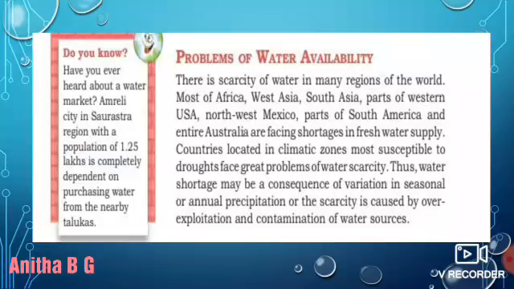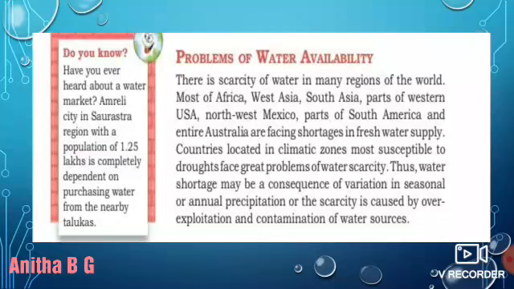Countries located in climatic zones most susceptible to droughts face great problems of water scarcity. Thus, water shortage may be a consequence of variation in seasonal or annual precipitation, or the scarcity is caused by overexploitation and contamination of water sources. So we have seen the problems of water availability around the world.